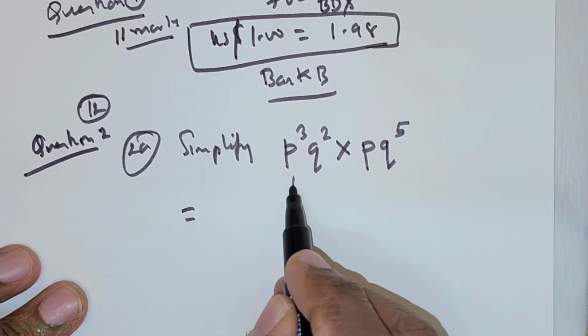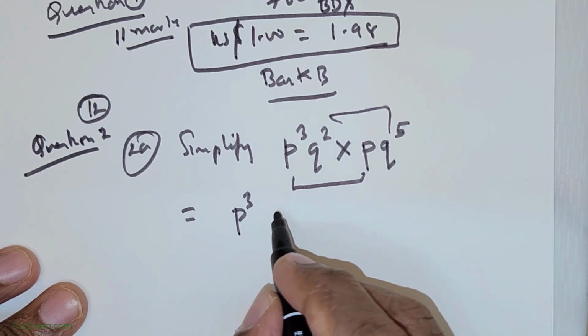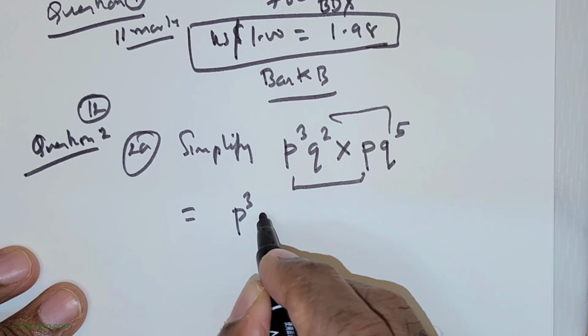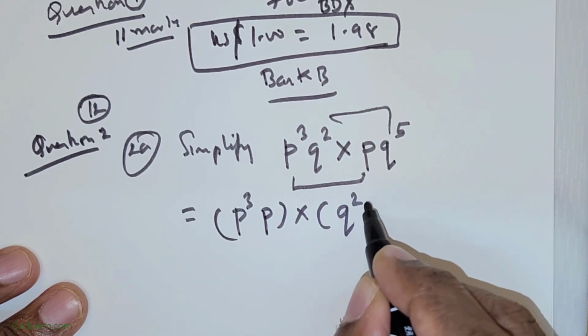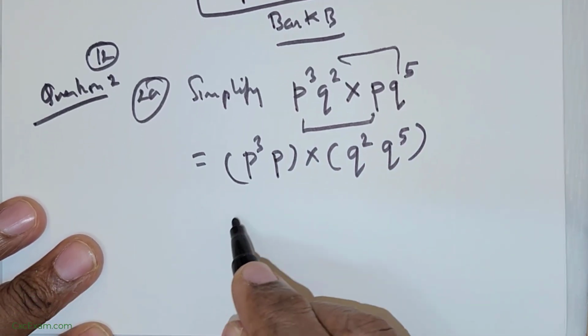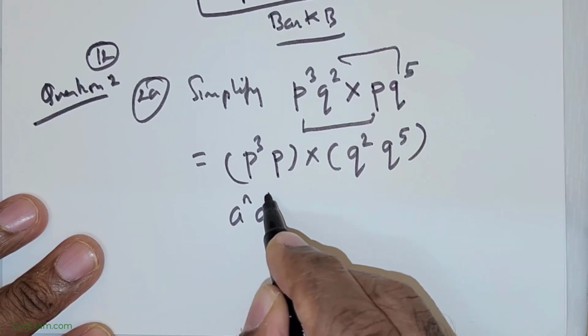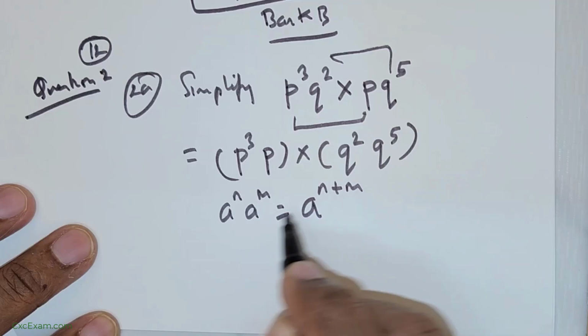Now what I wish to do is club p with p and q with q. So p raised to the power of 3 times p, apply the product sign, and q raised to the power of 2 clubbed with q raised to the power of 5. Now there is a formula: a raised to the power of n times a raised to the power of m is a raised to the power of n plus m.